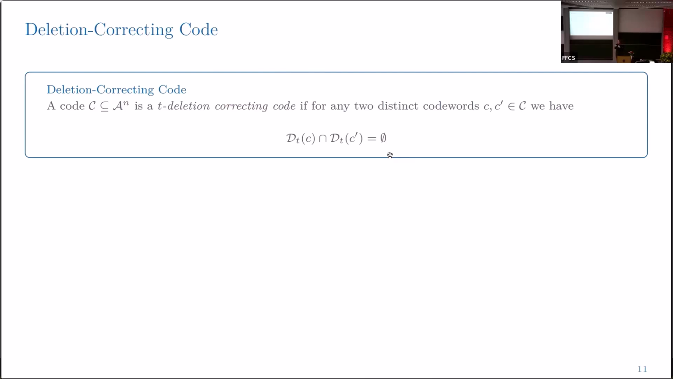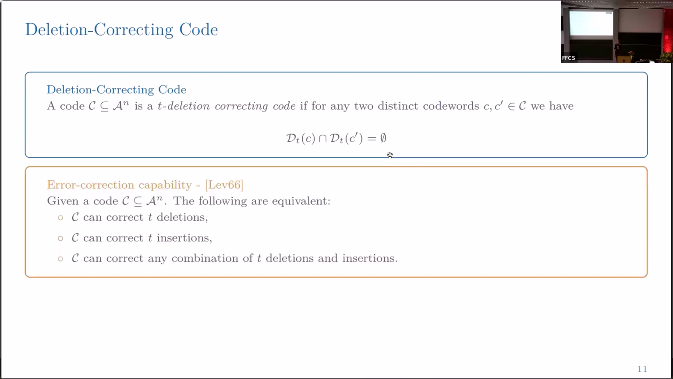Now we also want to understand what it means to be able to correct T deletions. And Levenshtein in 66 was able to show that if a code is able to correct T deletions, that is equivalent to saying it can correct T insertions. And that is also equivalent to saying it can correct any combination of T insertions or deletions. So in this case, we can treat them similarly. That's why usually people introduce just one of the channels because it's easier. Okay, so we know the basics, but are there codes? Are there T deletion codes?